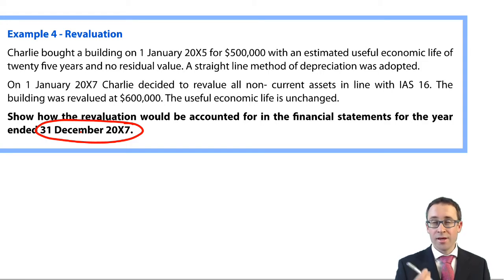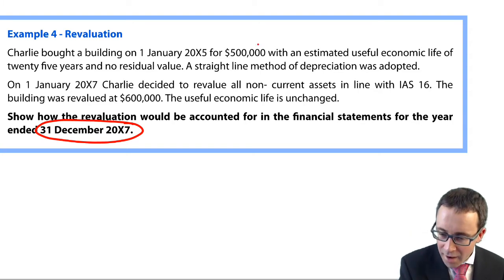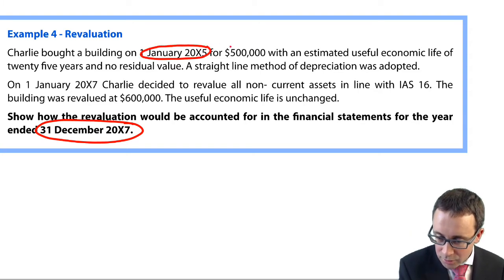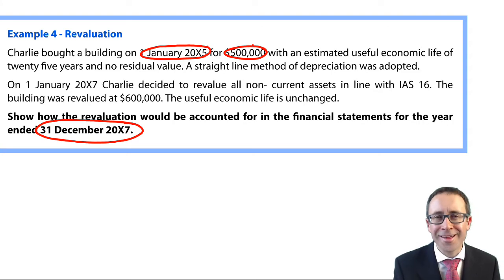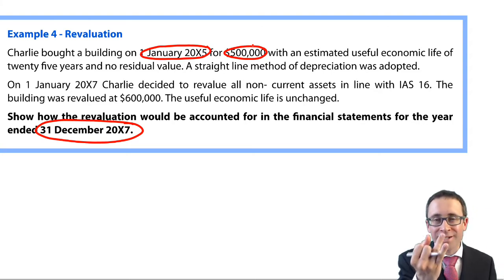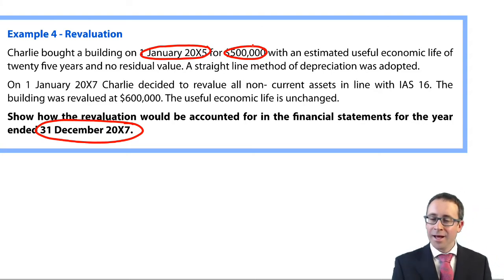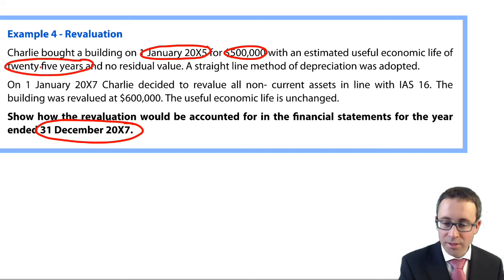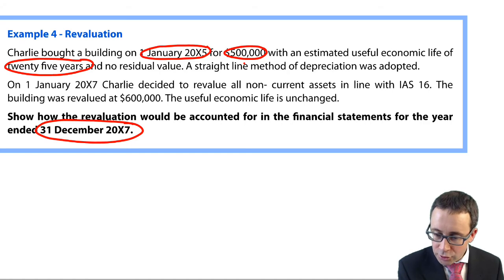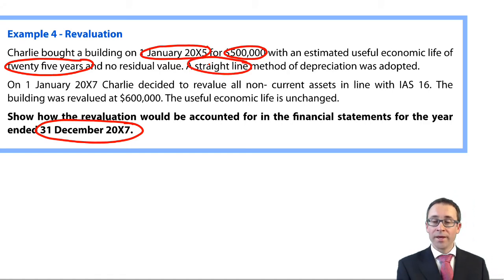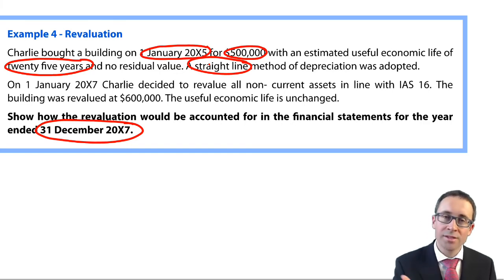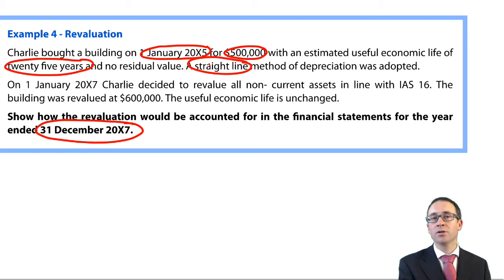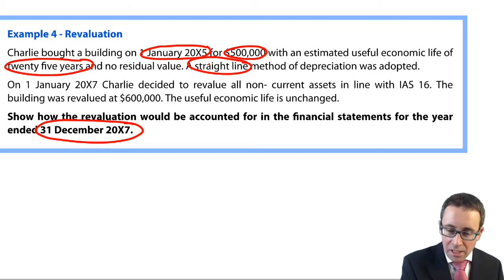So is that 3 years ago? For $500,000. You're already thinking 3 years ago, is it? Yes, X5, X6, X7. With an estimated useful life of 25 years and no residual value. The straight line method was adopted, so you could automatically work out the depreciation, couldn't we? You've probably done it already. 500 over 25 is $20,000 per annum, isn't it?